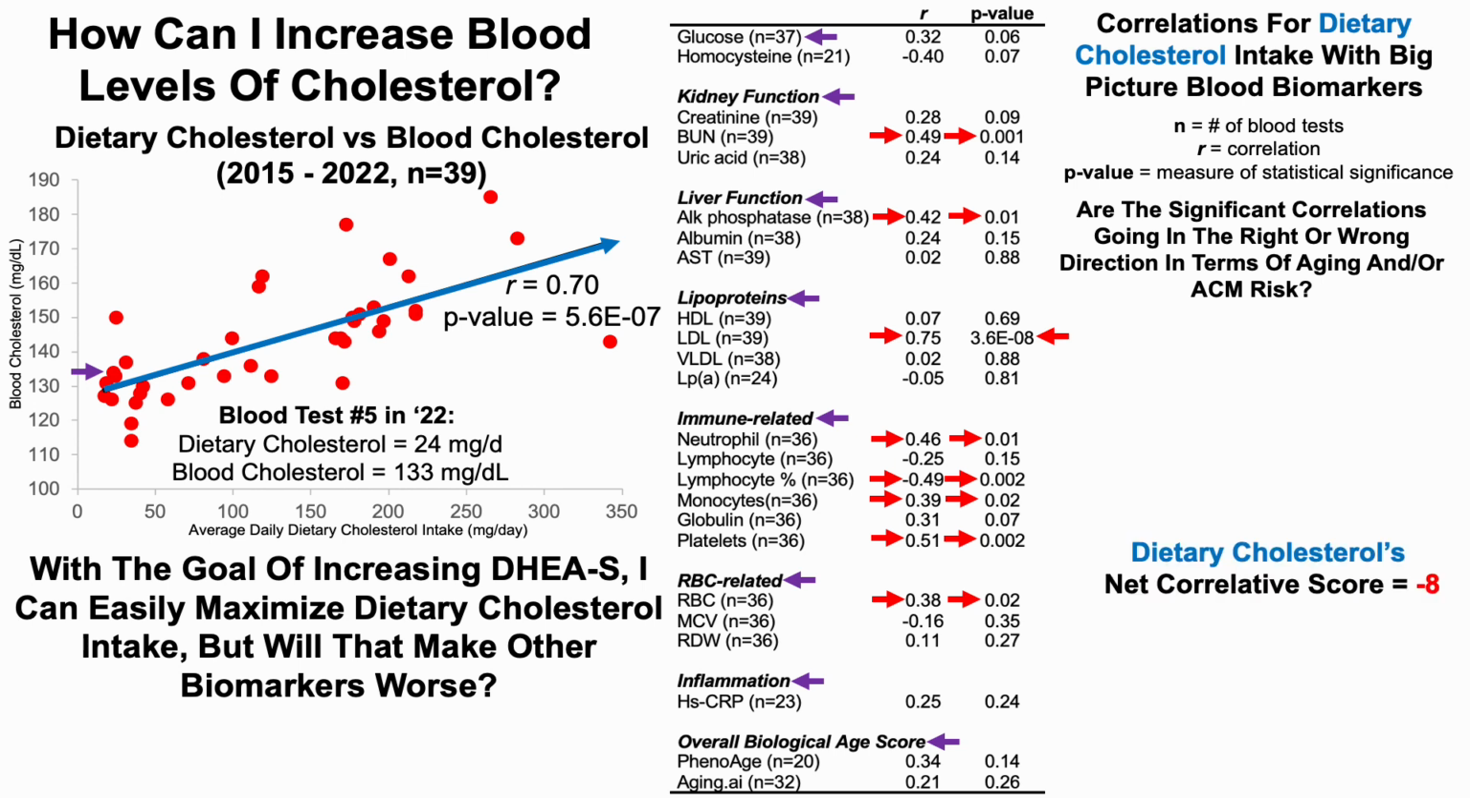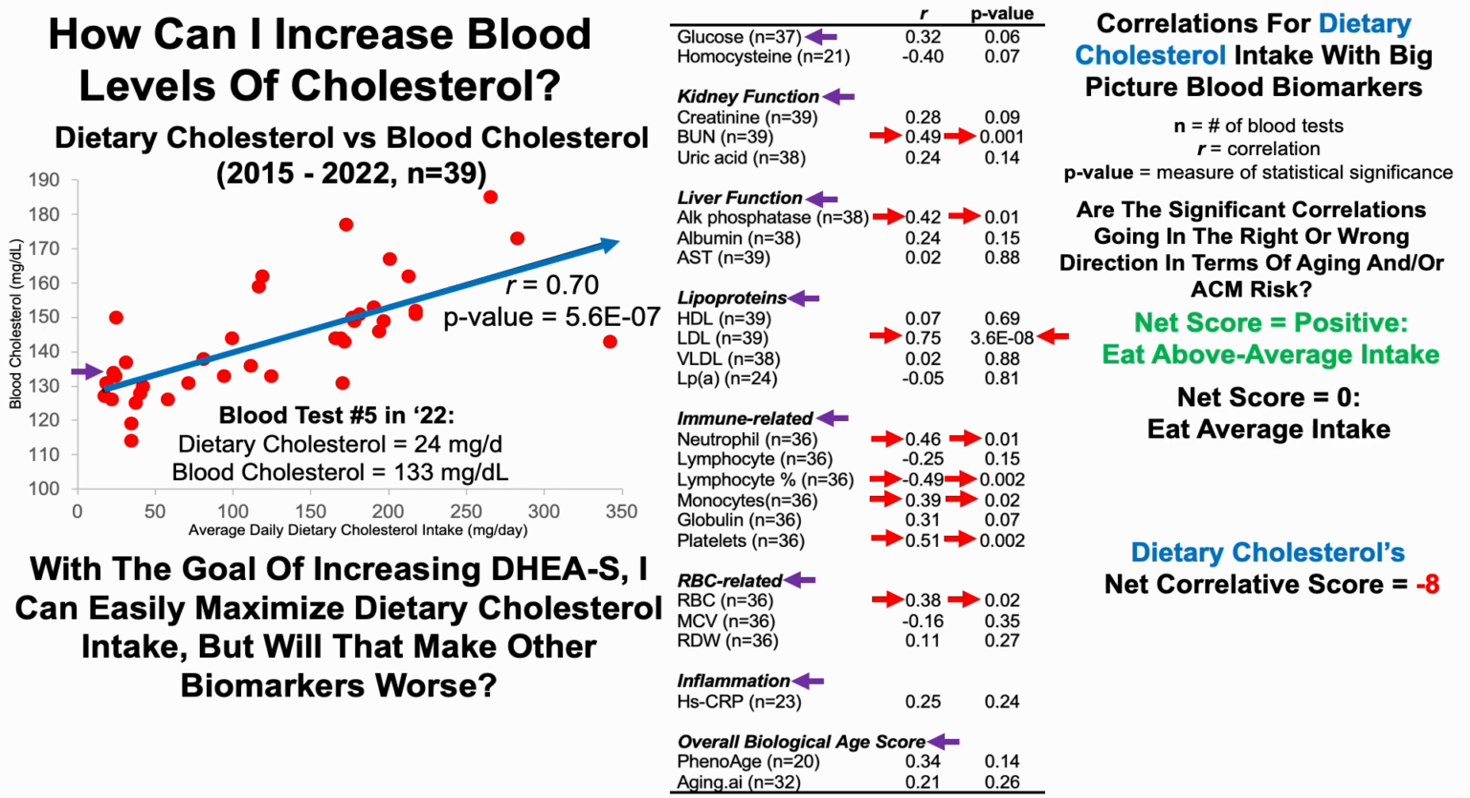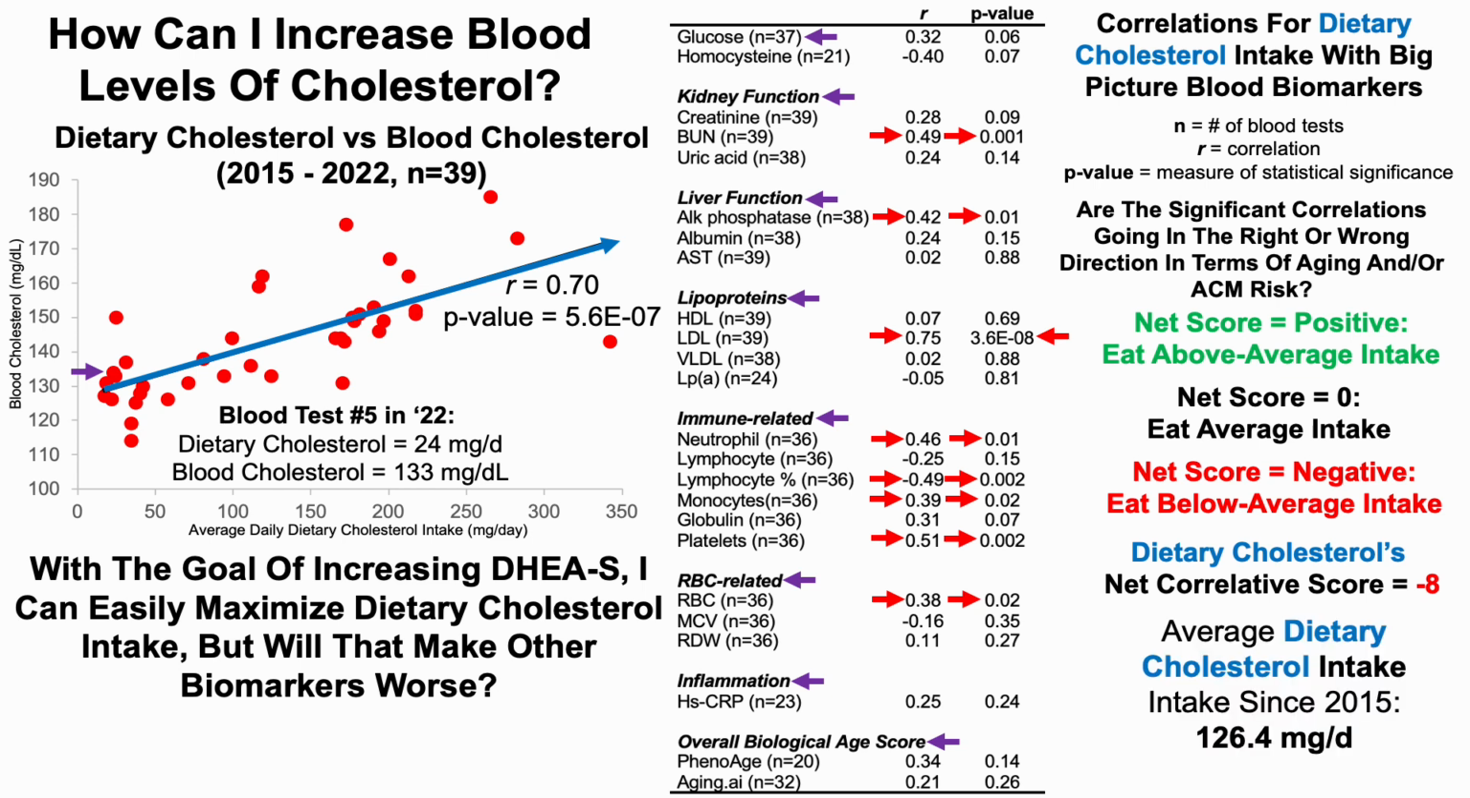So now that we've got a net score of -8, so 8 red arrows, 8 correlations going in the wrong direction in terms of aging and all-cause mortality risk, what do we do with that information? If the net score was positive, I would eat above my average intake for dietary cholesterol. If the net score was 0, I would eat my average intake since 2015. And in this case, because the net score is negative, that suggests that I should eat below my average intake for dietary cholesterol. Since 2015, my average dietary cholesterol intake is 126.4 milligrams per day.